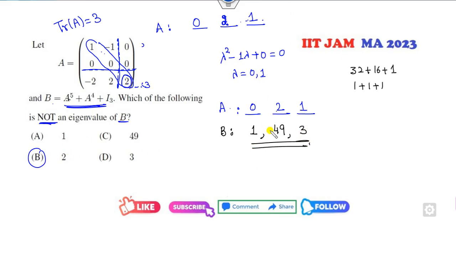So 2 is not there. So that is the right answer. 1 is present because they are asking for the one that is not an eigenvalue.